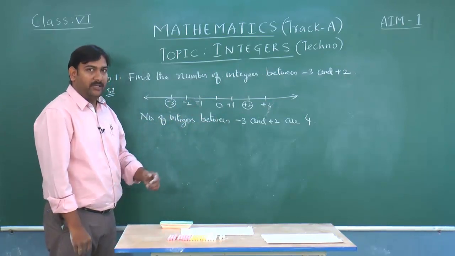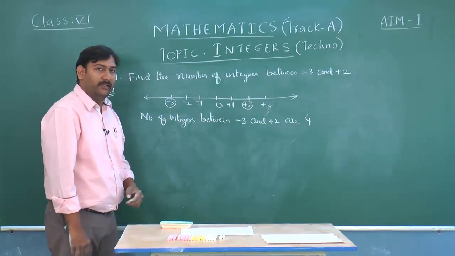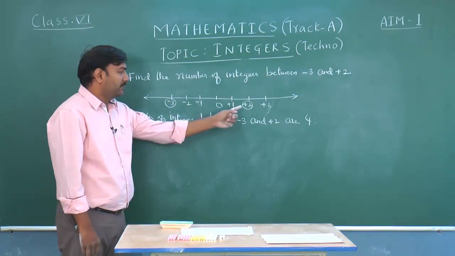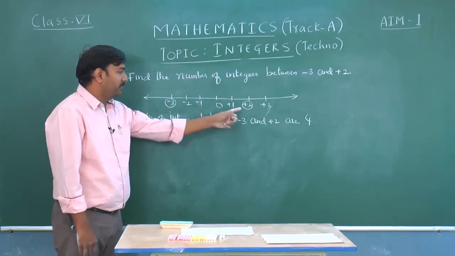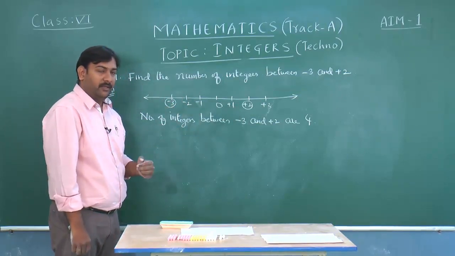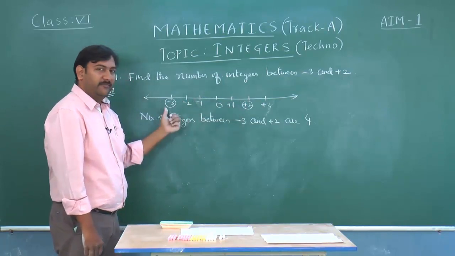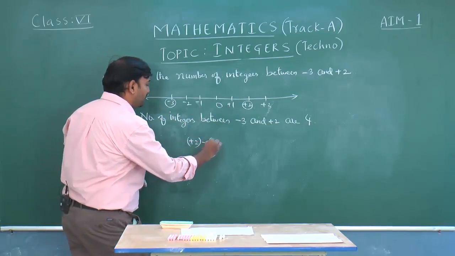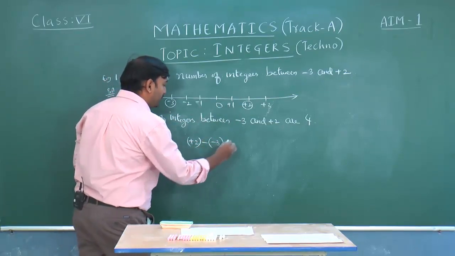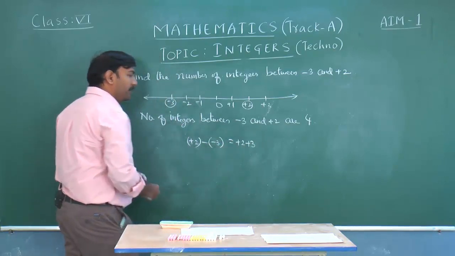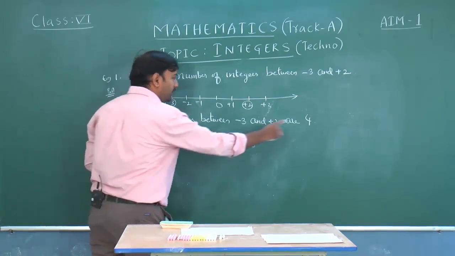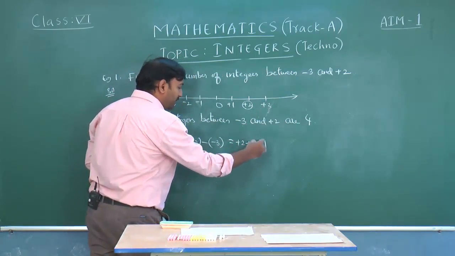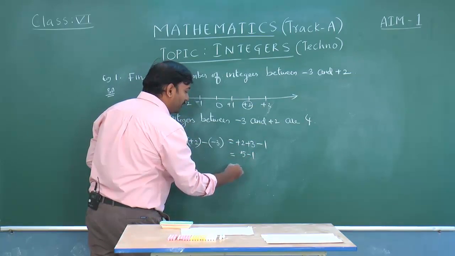Do we have any generalized formula to get the number of integers between minus 3 and plus 2? Can I get the result by just subtracting them? That is plus 2 minus of minus 3, which gives you plus 2 plus 3, which is equal to plus 5. But our answer is not plus 5, so we need to subtract 1 from it. That is plus 2 plus 3 minus 1, that is 5 minus 1, which is equal to 4.